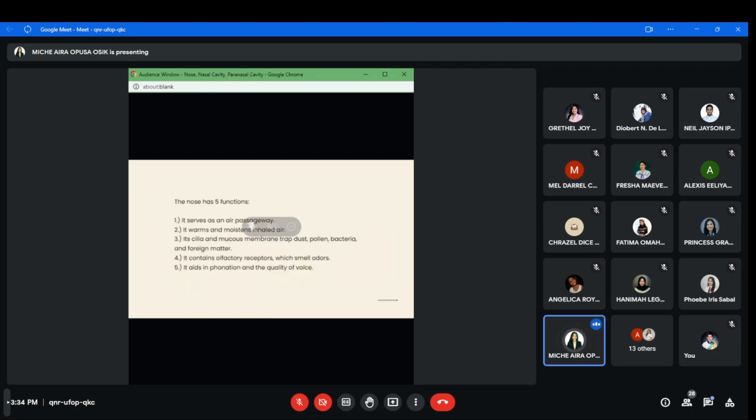These are the functions of the nose. It serves as an air passageway. It warms and moistens inhaled air. Its cilia and mucous membrane trap dust, pollen, bacteria, and foreign matter. It contains olfactory receptors, which smell odors, and lastly, it aids in phonation and the quality of voice.